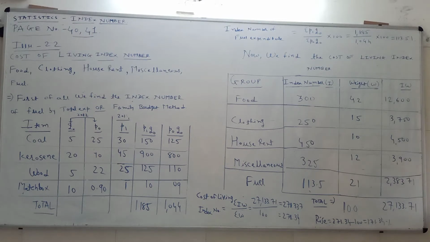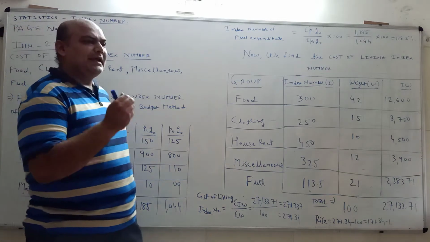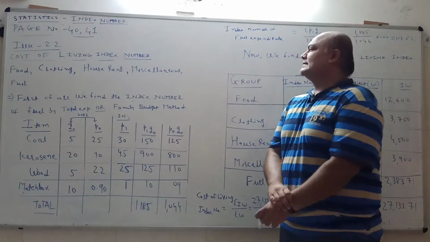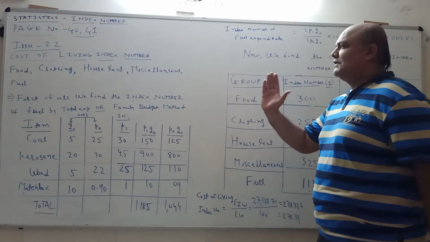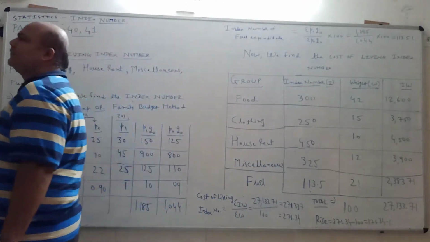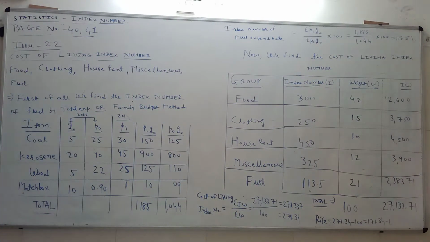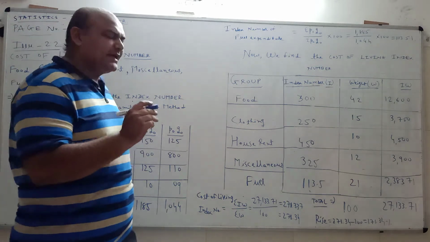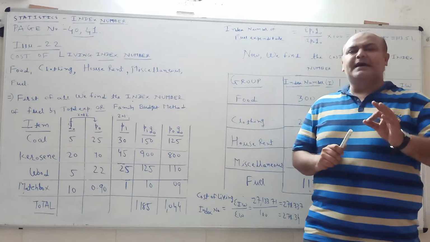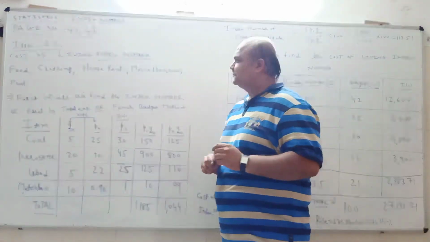Hello students, in statistics index number, today we learn the last method of index number, that is cost of living index number. Remember friends, for cost of living we require 5 basic elements. 5 elements are there for cost of living.